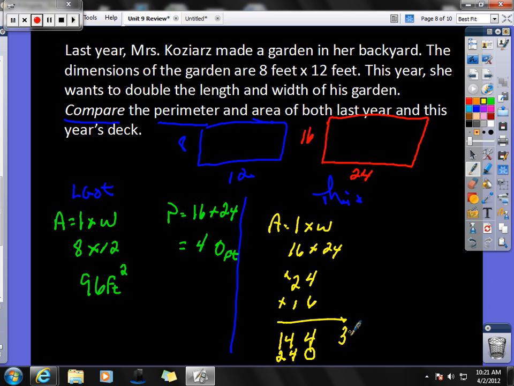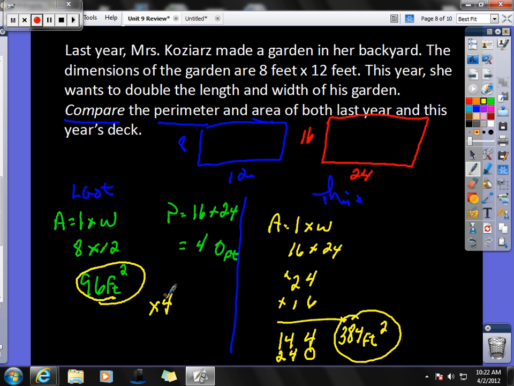384. That doesn't sound right. Let's make sure I did my math right here. 24, 12, 13, 14. That part's right. 0, 1, and 4. Yeah. Okay. So this one's 384 feet squared. And if you do the math, that number is going to be 4 times larger than that number over there.